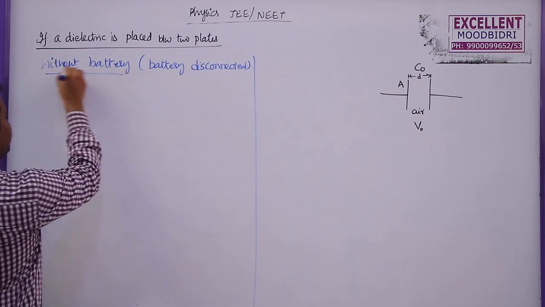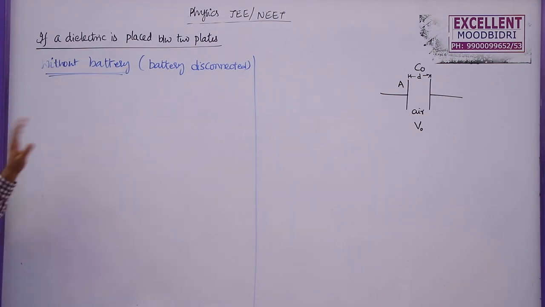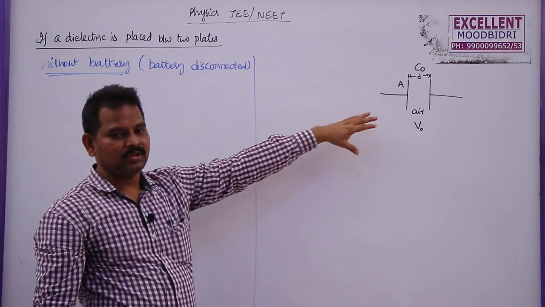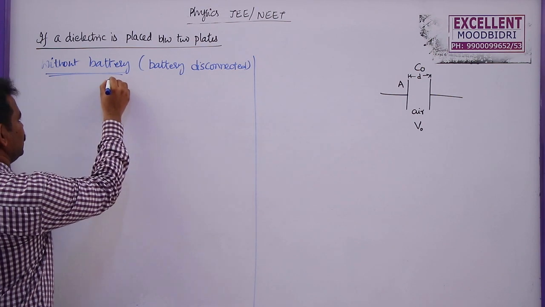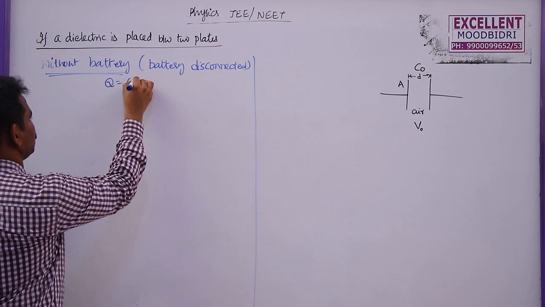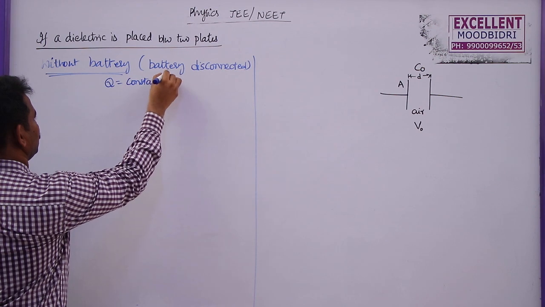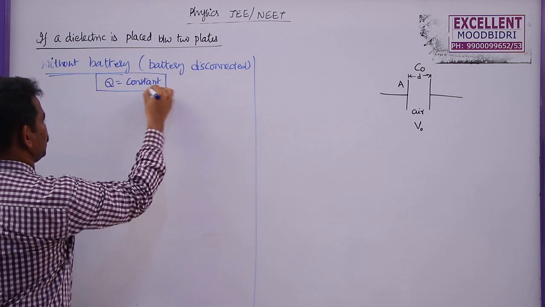So in this case what happens? Without battery, we know that initially it is charged with the battery, now the battery is disconnected. So here what is constant? The charge is constant, that we have to remember. The charge on the capacitor remains constant.